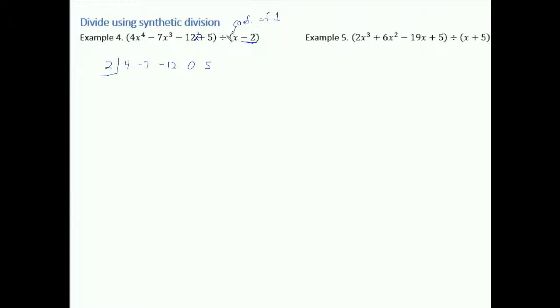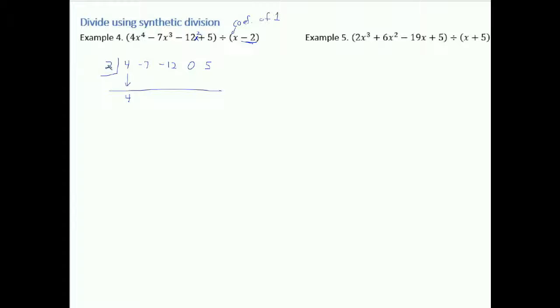So again, we put the opposite of this. Whatever makes this binomial 0 really is what it is. Then we list our coefficients, putting in 0 for any missing terms. The rest of this is pretty simple arithmetic. We're going to start by bringing down this leading coefficient, and then from here on out, we're going to multiply and add. Multiply, add, multiply, add, multiply, add.